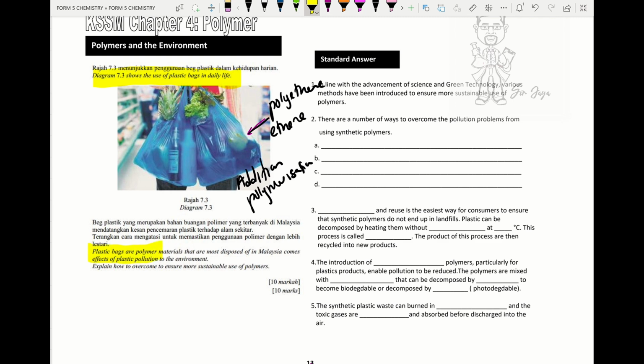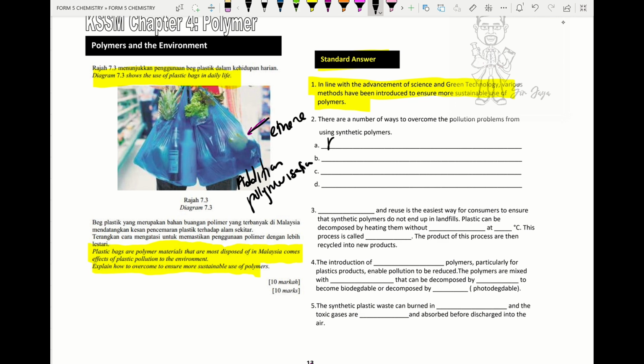The plastic bags are polymer material that are most disposed of in Malaysia. Give some effects of plastic pollution to the environment. Explain how to overcome this to ensure more sustainable use of polymers. Let's try to answer this question. In line with advanced science and green technology, various methods have been introduced to ensure more sustainable use of polymers.